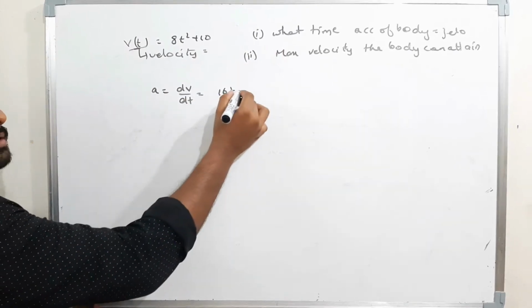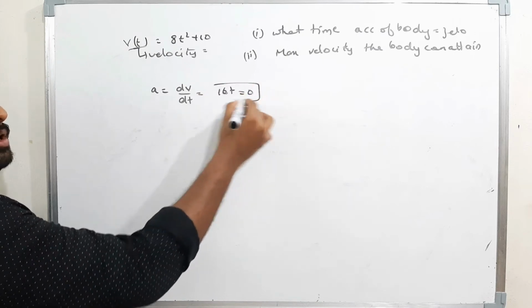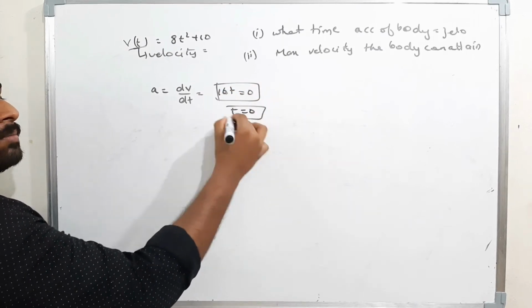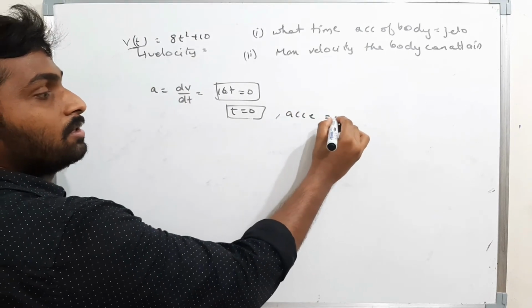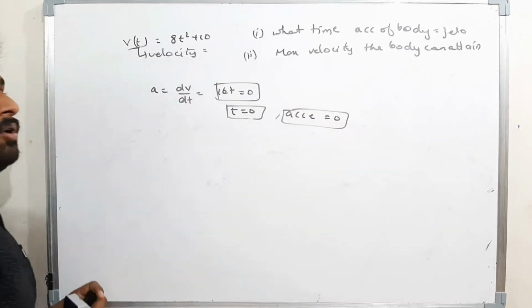They told to find when the acceleration of the body becomes 0. That means you have to keep acceleration equal to 0. Therefore, what is the value? t is equal to 0. That means at time t equal to 0, the acceleration of the body is 0. Therefore, you got the first bit.